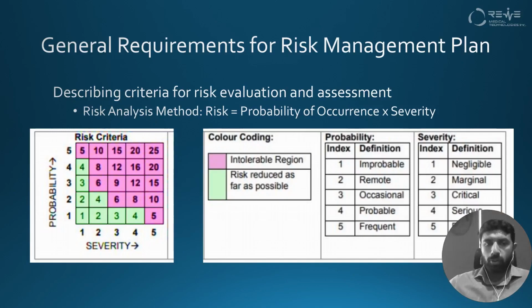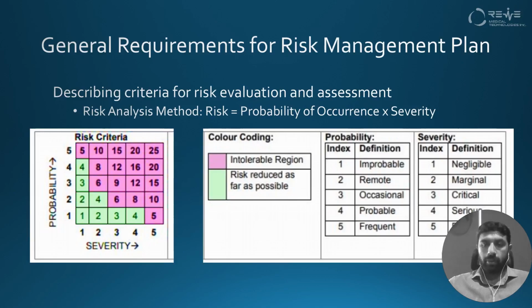When we talk about describing the criteria for risk evaluation and risk assessment, we assess the risk via the probability of the occurrence and the severity of the impact of the risk. For calculating this factor, we take the product of the probability of the occurrence of the risk and the severity of the impact of that risk. For example, we have a table here for the scoring of the probability and severity.